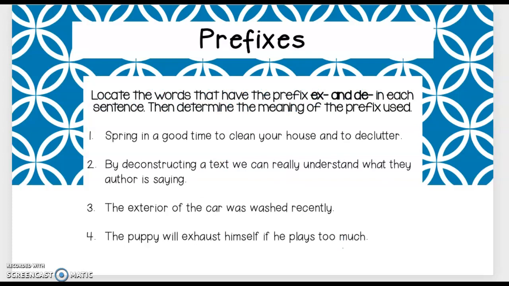Okay, now we're going to locate the words that have the prefix X and D in each sentence and then determine the meaning of the prefix used. So number 1, spring is a good time to clean out your house and to declutter. If something is cluttered, there's a lot of things around. So declutter means to break up the clutter and to get the clutter out. So clutter would be a lot of little things. Declutter is getting the clutter out.